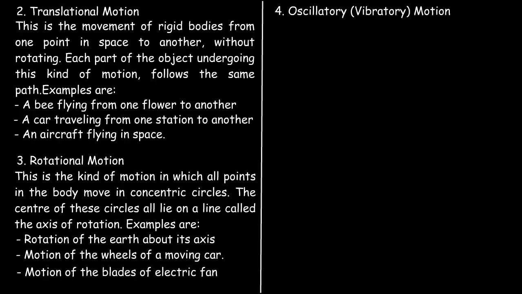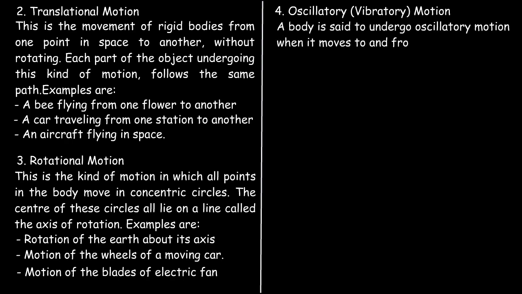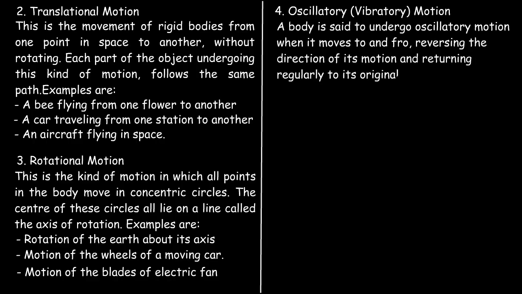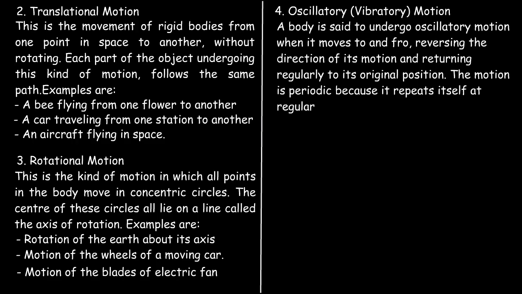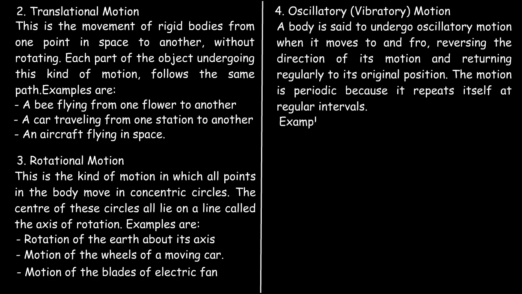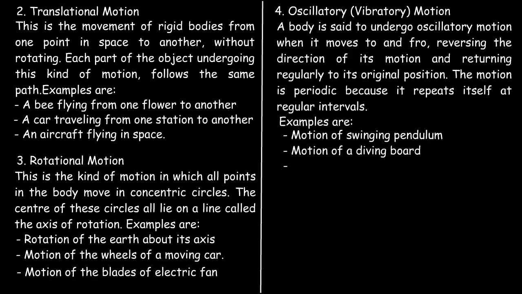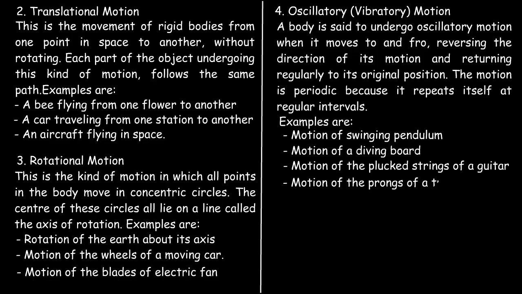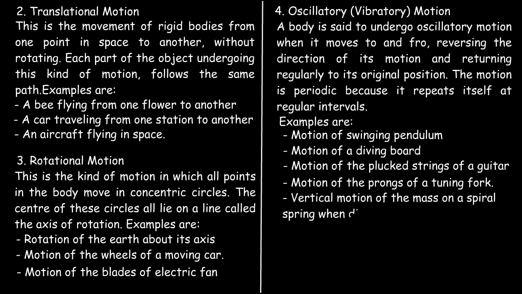The fourth type of motion, oscillatory or vibratory motion. A body is said to undergo oscillatory motion when it moves to and fro, reversing the direction of its motion and returning regularly to its original position. The motion is periodic because it repeats itself at regular intervals. Examples are motion of swinging pendulum, motion of a diving board, motion of the plucked strings of a guitar, motion of the prongs of a tuning fork, vertical motion of the mass on a spiral spring when disturbed.